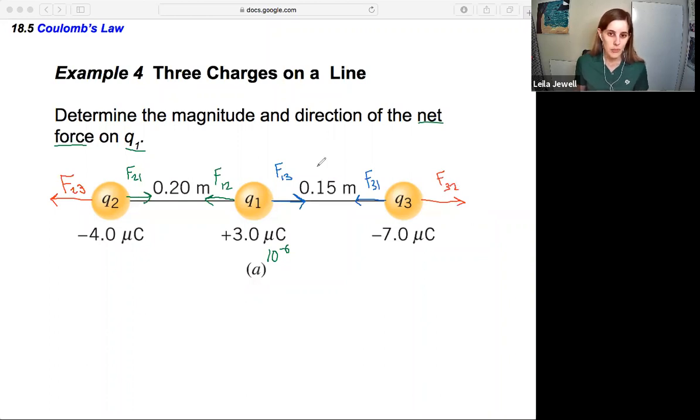Now, I mentioned that's going above and beyond because here we're focused on Q1. So all that we care about is this realm. What are the forces that Q1 feels? So we need to calculate F12 and F13. So we're going to look at how Q1 and Q2 interact, and then how Q1 and Q3 interact. And we can use Coulomb's law once again to calculate both of these magnitudes of F12 and F13. So let's take a look at that.